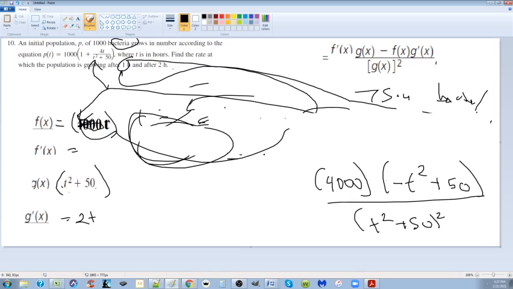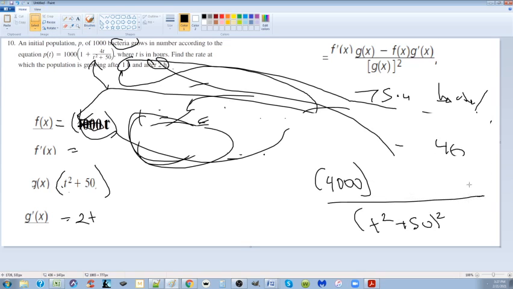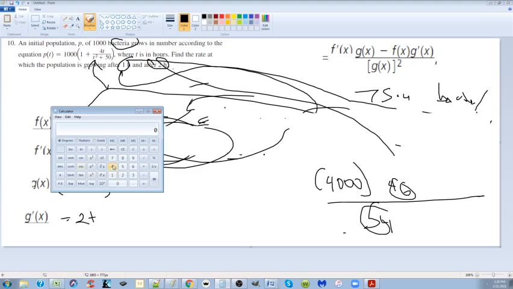Okay, now what happens when t is 2 hours? Right there. Well, that squared's 4, so it's minus 4 plus 50 is 46, and now I'm left with 46 times 4,000 up here. And down below, when t is here, it's 4 plus 50, so I'm left with 54 squared. So that means I take 4,000 multiplied by 46 divided by 54 to find the rate of change at this point. 46, make sure it's 46, and divide by 54.